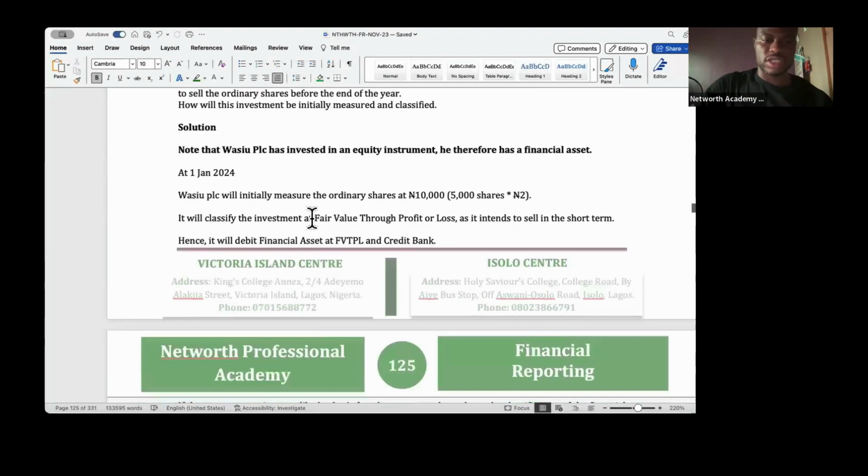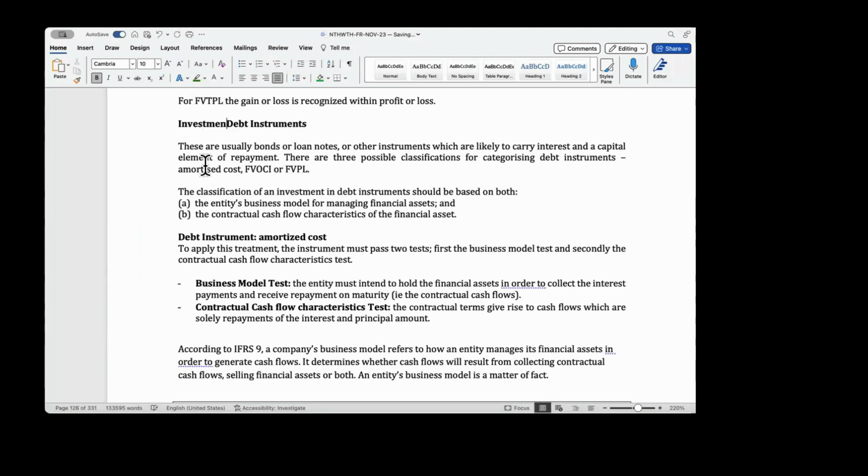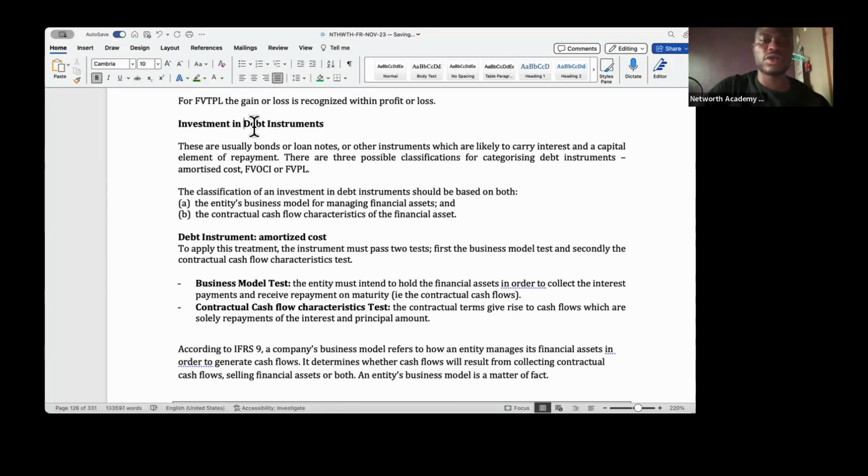So let's go to investment in debt instruments. Now, this is also under financial assets, but this is the third one that has to do with a contractual right to receive cash. This is usually when you lend people money or you borrow somebody money. Investment in debt means maybe you bought a bond, or a loan, or government treasury bills. All of these would carry interest, and there is a capital element of repayment at the end of the period, at maturity.